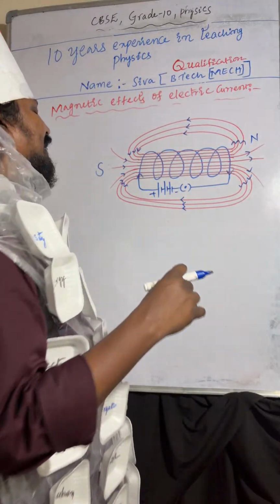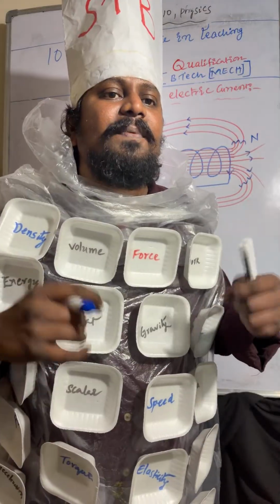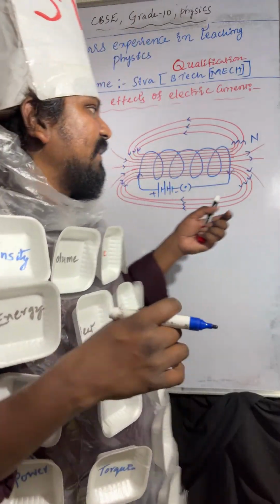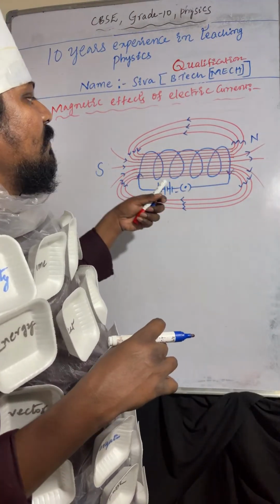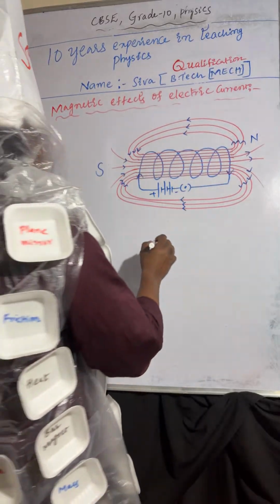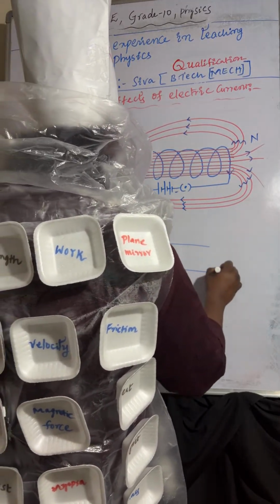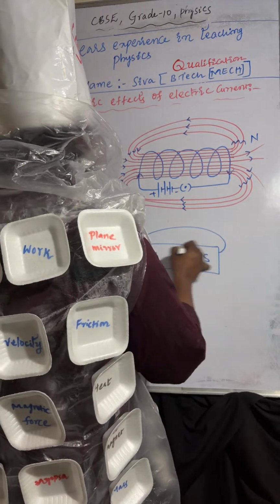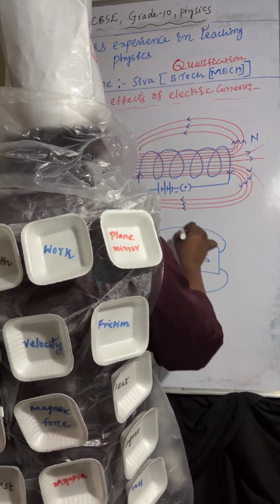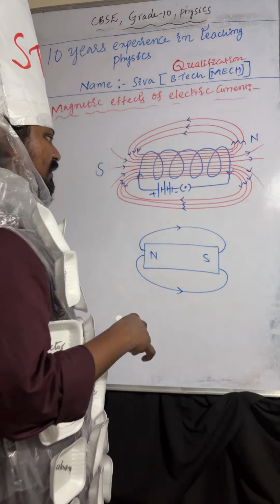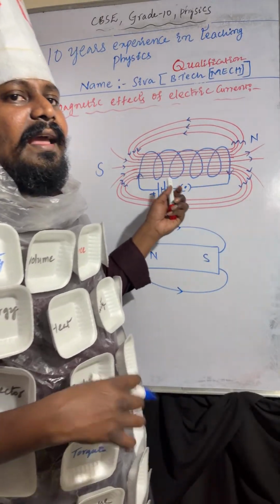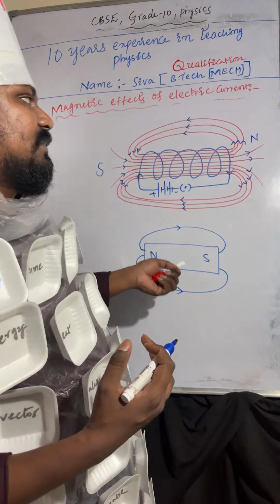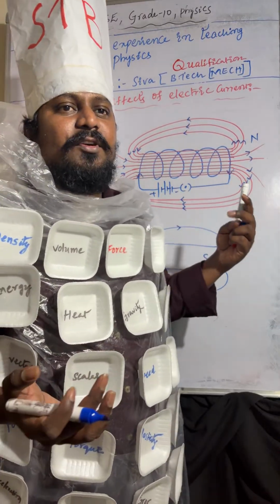Here you can see a straight copper wire wrapped in the form of a cylindrical shape, connected to the battery. Current is passing, so a magnetic field will be produced. Here you can observe this magnet, here is north and this is south. The magnetic field around the bar magnet, you can observe. The solenoid acts as a bar magnet. The magnetic field produced is the same.